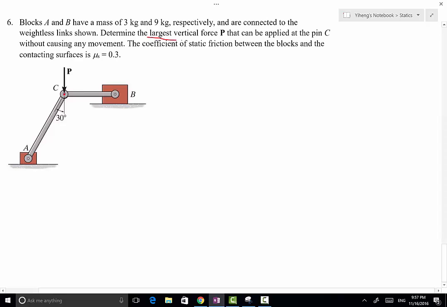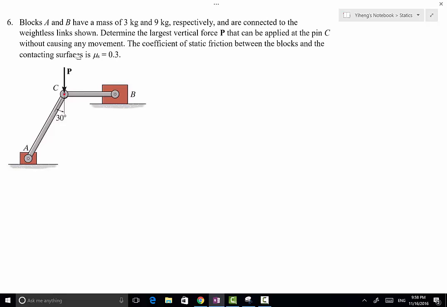Now, when you look at this language, the largest vertical force that can be applied without causing movement is the same language as the minimum force necessary to cause movement. So these are two different ways to say the same thing, because again, we're looking at this critical instant when movement is about to occur.